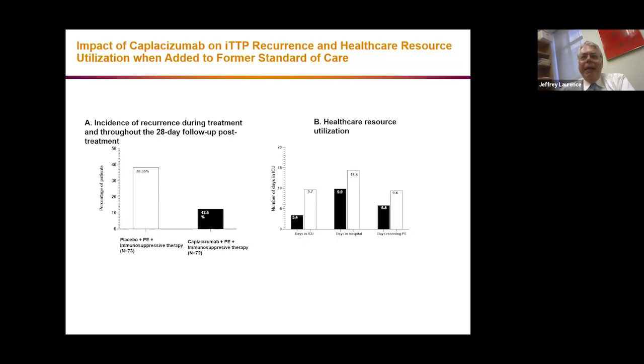And perhaps most striking and most interesting to hospitals, because these are expensive drugs, a dose of Cablivy is probably about $8,000 a shot. Look at the amount of time spent in terms of days in the ICU and days in hospital, and this was all statistically significant, and also the percentage of patients that had a relapse or recurrence was markedly depressed if you added caplacizumab to your plasma exchange, your steroids, and your Rituxan.